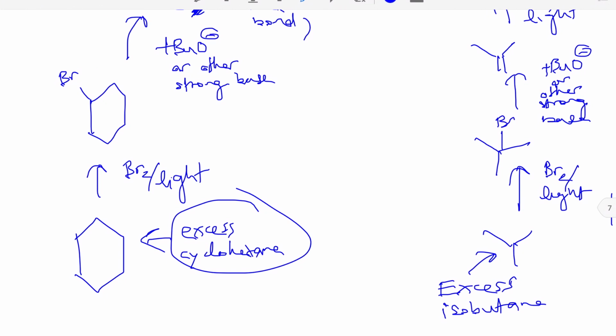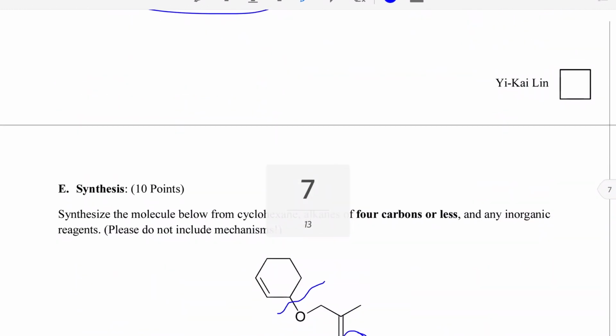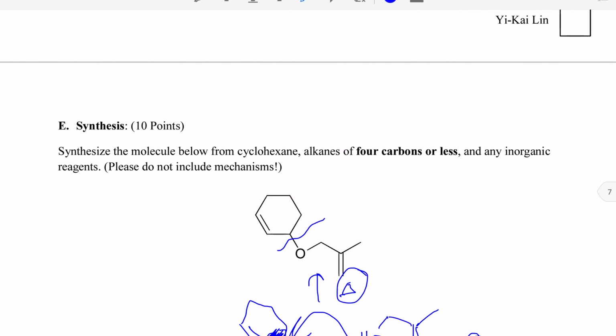But you can turn the situation on its head if you use a lot more cyclohexane than bromine. That's why we say excess cyclohexane. So this is how we get to our cyclohexane starting reagent. But now let's look at the other path, the path involving the alcohol.